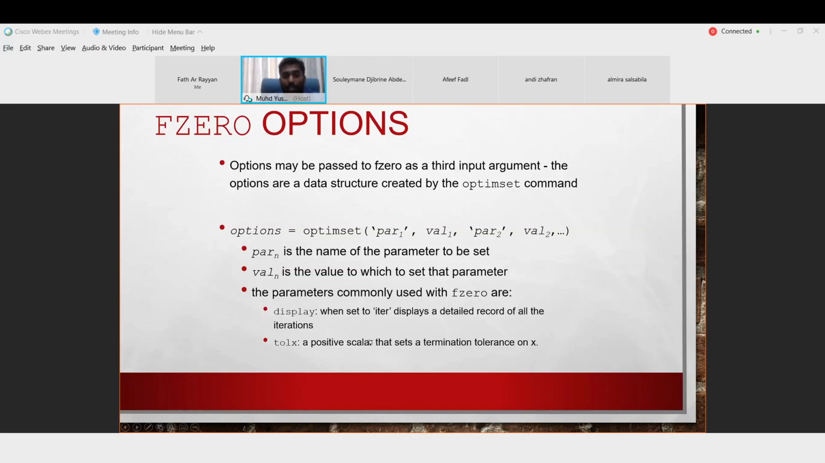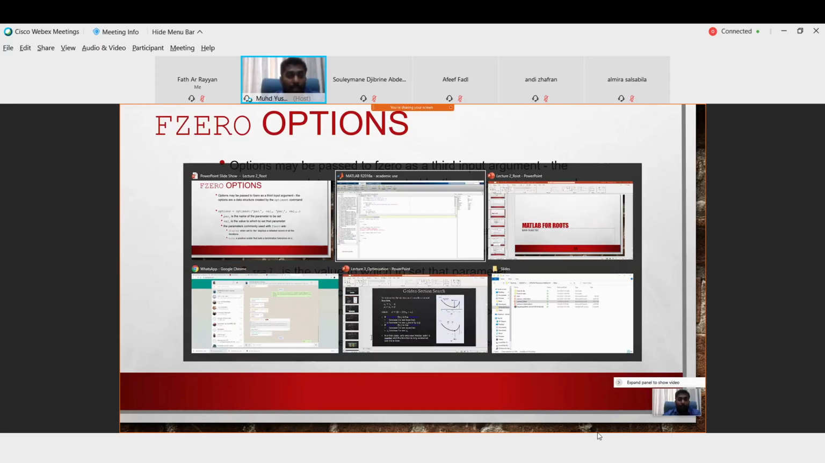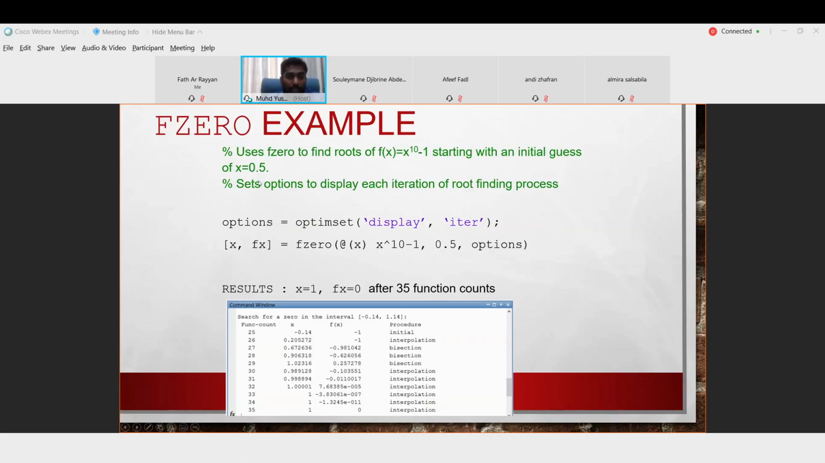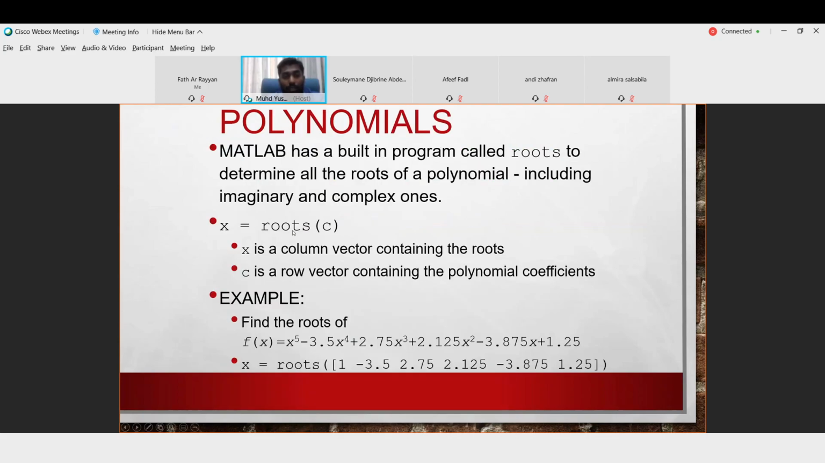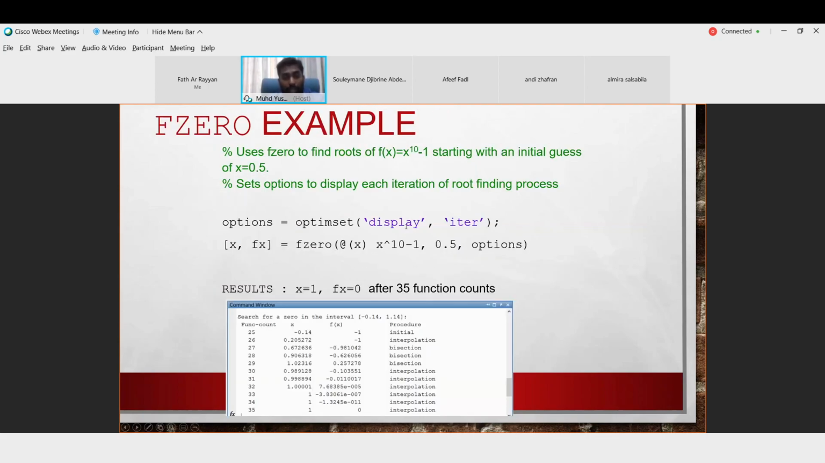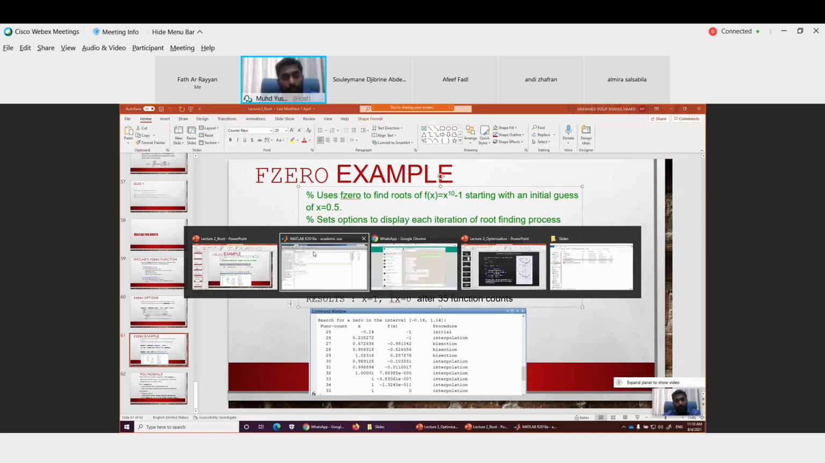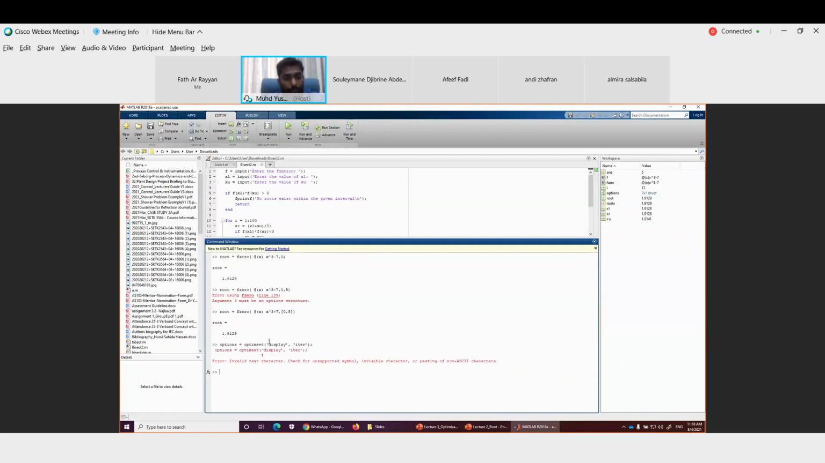It reached a certain level. Okay, let me just copy. This is one of the examples that you can use to set your options to be displayed, also the iteration. I just copy this one. Too lazy to type. Okay, it's basically not this one.